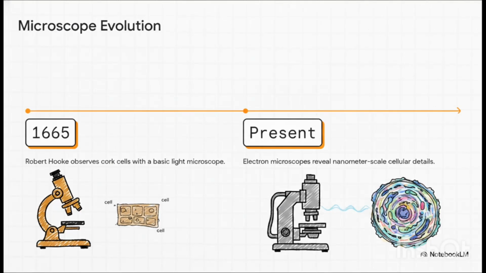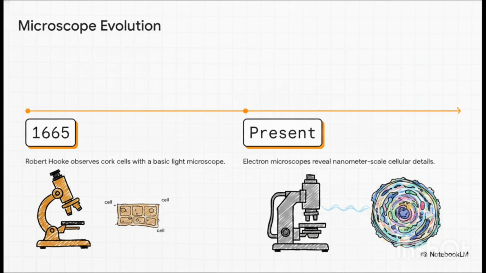And that backup arrived in the form of the microscope. Way back in 1665, a scientist named Robert Hooke used this early light microscope he designed. It magnified things like 300 times. He looked at a super thin slice of cork and noticed these tiny box-like compartments. He actually called them cells because they reminded him of little empty rooms.